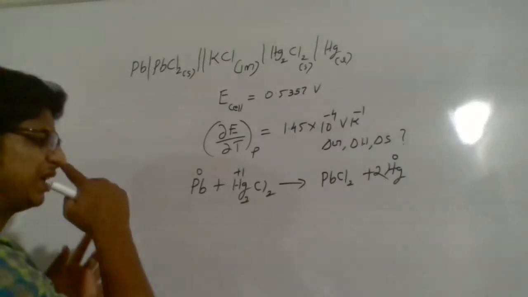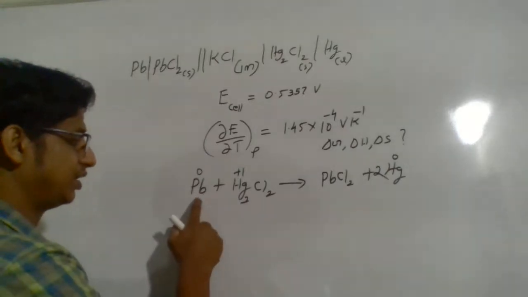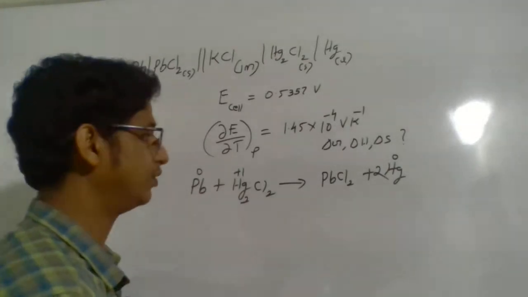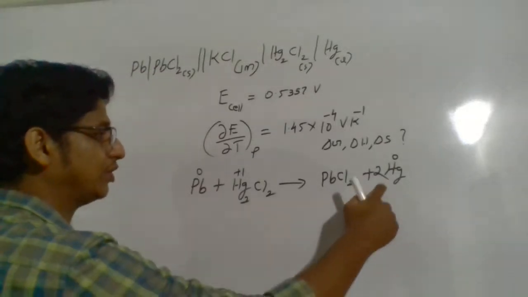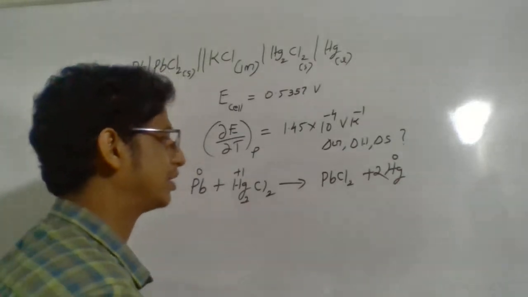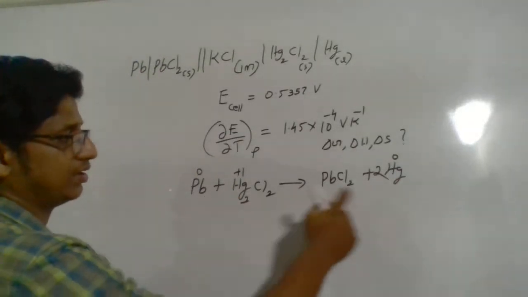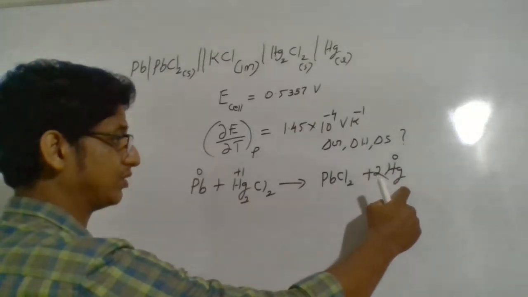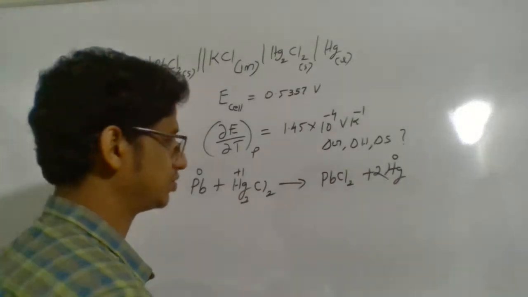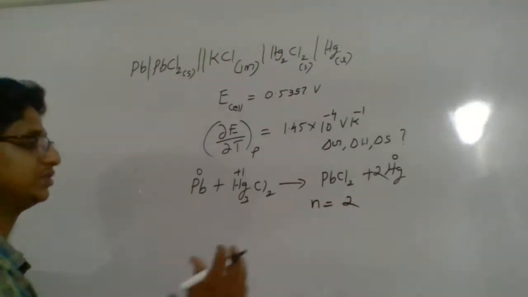Here the number of electrons involved is something you have to check. The oxidation number increases from 0 to 2, which means 2 moles of electrons are involved. So here also you have to make it 2, then only the reaction will be carried out completely. 2 moles of mercury are produced, so 2 moles of electrons are involved in the reduction. So n, the number of electrons involved, is equal to 2. This is the data we need.